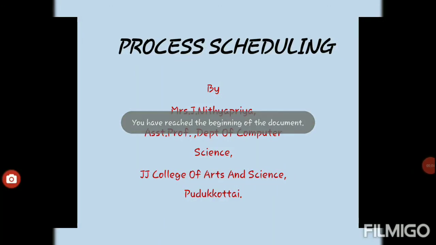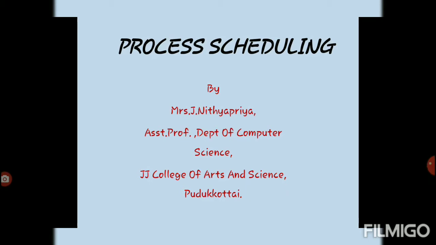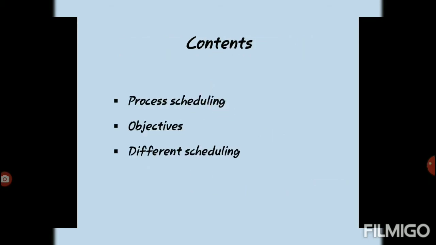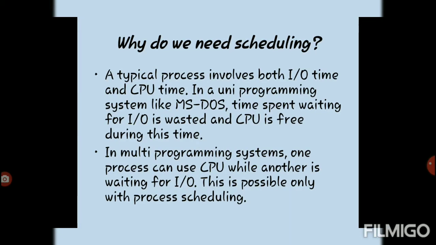Even now we are going to see the second concept in our third unit, process scheduling. So these are the contents of our presentation: process scheduling, then the objectives of process scheduling, then different scheduling schemes. Right. First, why do we need scheduling?